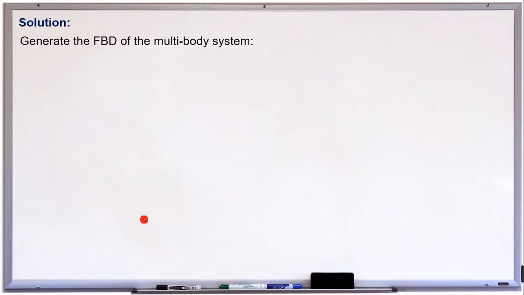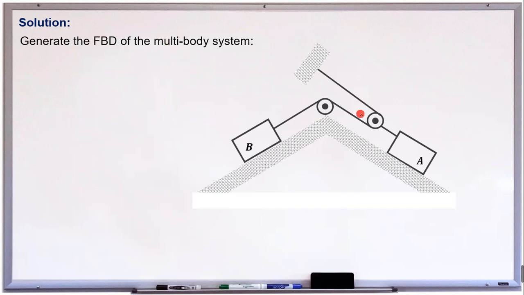Okay, so the first step is we are going to generate the FBD of our multi-body system. It is called a multi-body system because we have two blocks that are present in our system. So this is our system. As you can see, these are the directions of motion. So why is it that the direction of motion for block B is pointing towards the bottom left, or down the inclined plane?